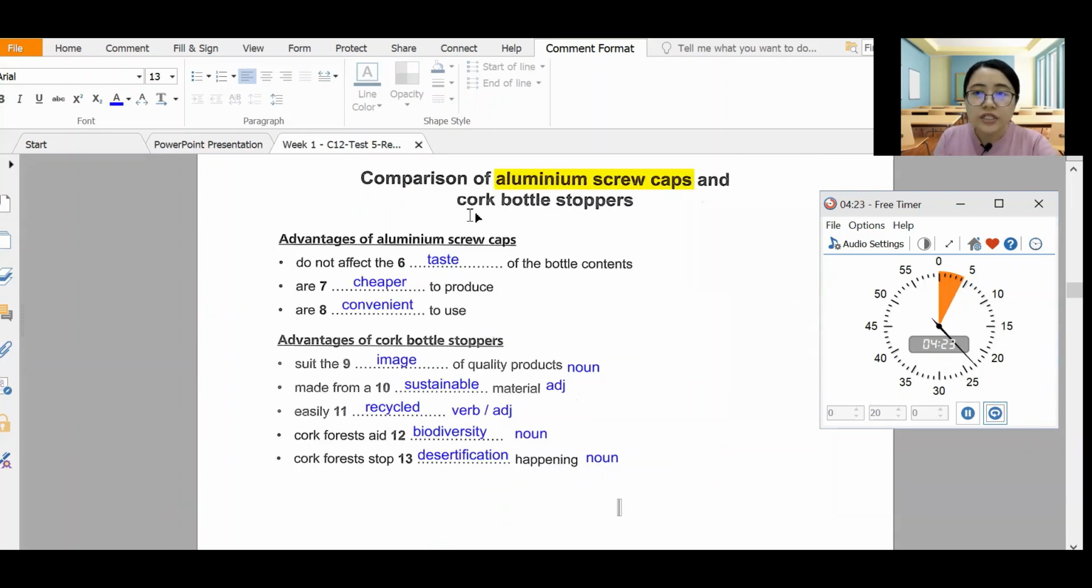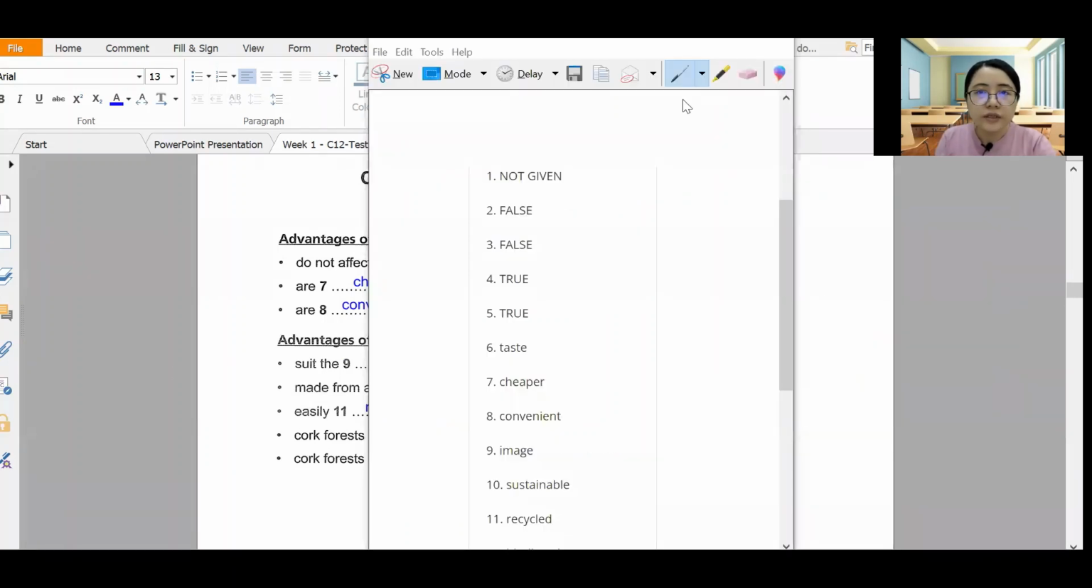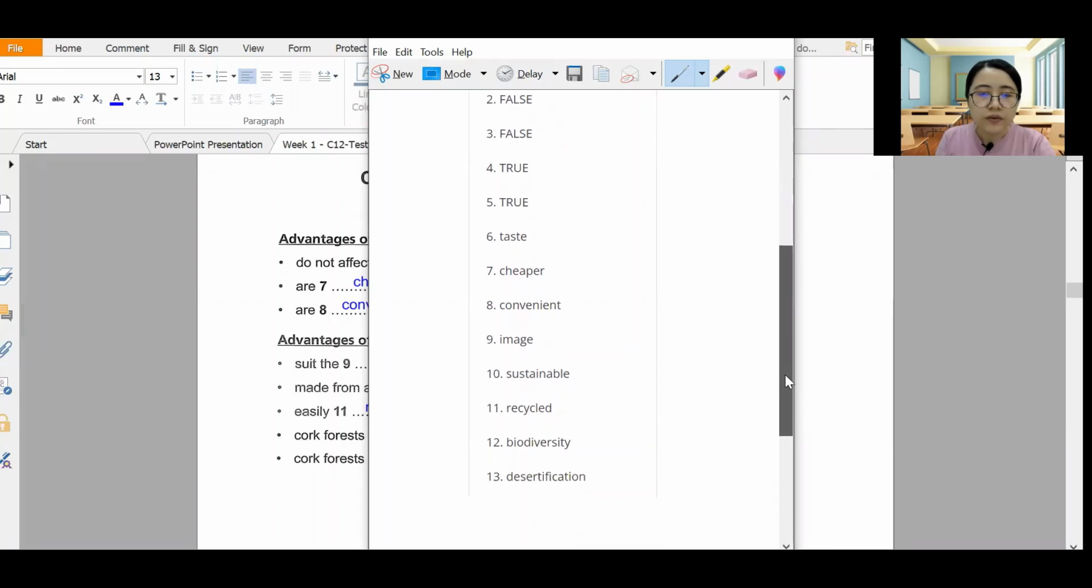All right, now let's check the answers from Cambridge together. So here are the answers from Cambridge. Not given, false, false, true, true, taste, cheaper, convenient, image, sustainable, recycled, biodiversity, desertification. All correct.